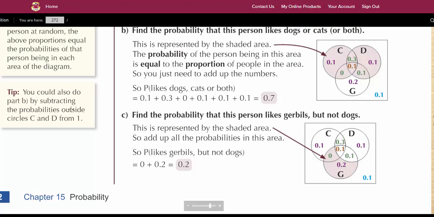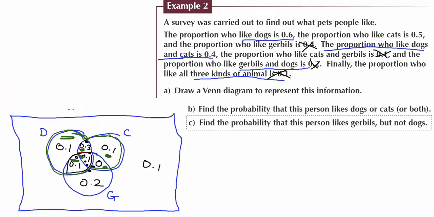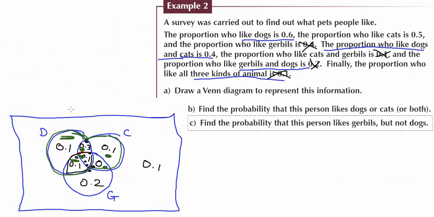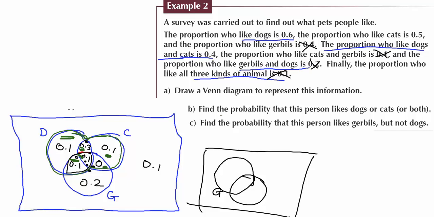Find the probability that this person likes gerbils but not dogs. It actually sort of says it there anyway, but I'll show you. The first thing I'll be thinking is, if I draw another one to be clear: likes gerbils, so it has to be inside this area, but not dogs. That was the bit which overlapped with dogs, so I don't want that. I just want everything in here.